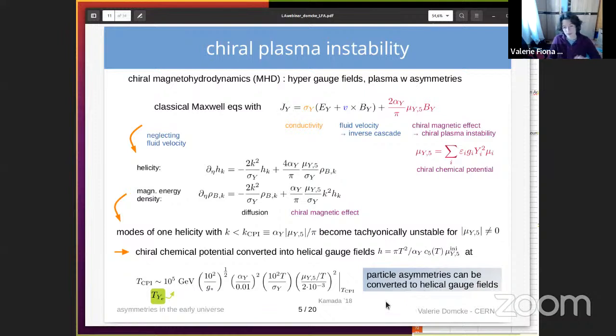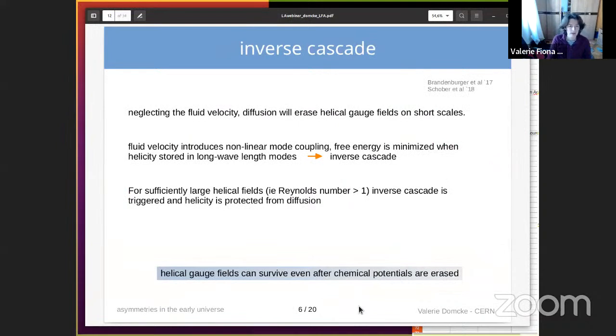So we learned on the previous slide that if I put an asymmetry somewhere in my system, it will be redistributed across all the particle species. And now we see that this asymmetry can moreover be converted into helical magnetic fields. Okay, then this is the second to last ingredient. So this is the inverse cascade.